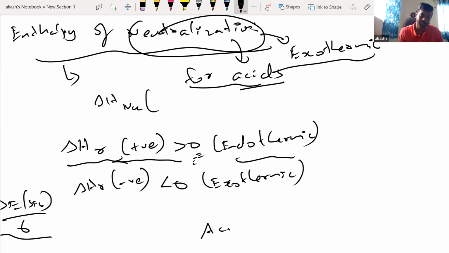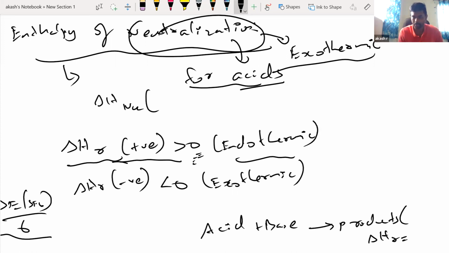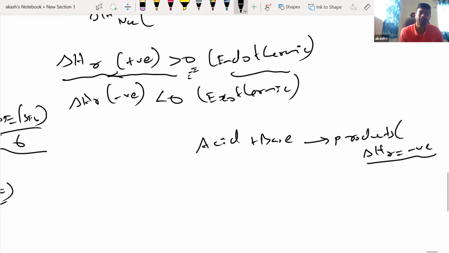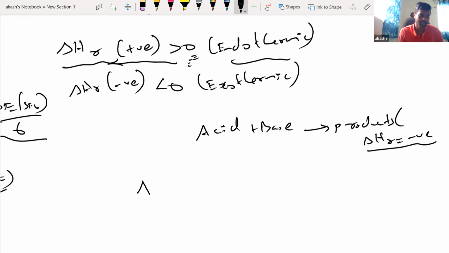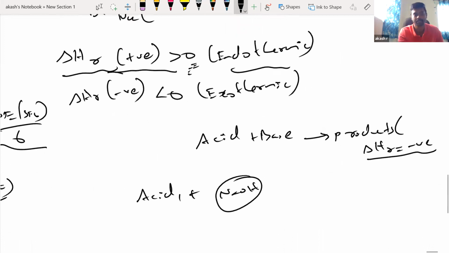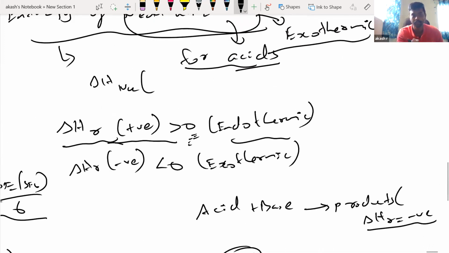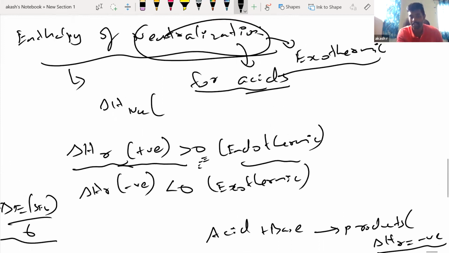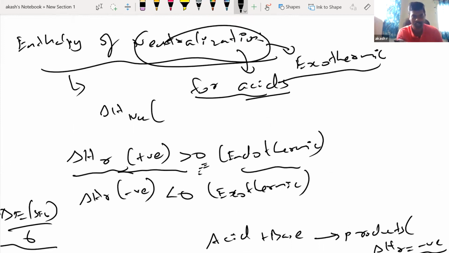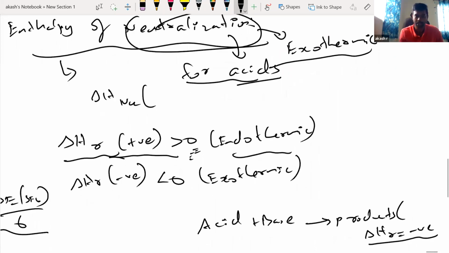Right. So whenever we have an acid that reacts with a base to form the products, salt and water, the enthalpy of reaction will always be negative, because it is an exothermic process. Now, say we have acid 1 reacting with NaOH. We have to take only strong bases. If you look at the definition given for enthalpy of neutralization, I told you that it is any acid reacting with a strong base. Any base you can take, but in most cases we'll be taking only NaOH.